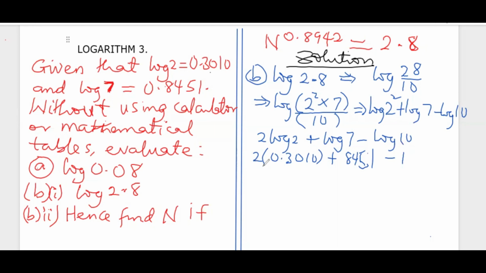So we can now multiply this 2 times 0.3010. We have 0.602, plus 0.8451, minus 1. So if you add all this together, you know this one means 1.0000. Any whole number before the decimal is the characteristic. So add all this together.